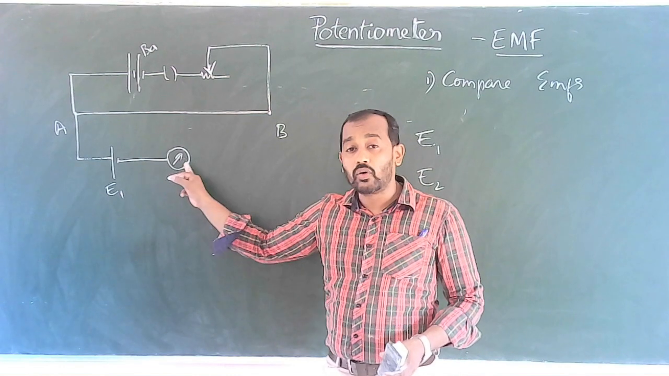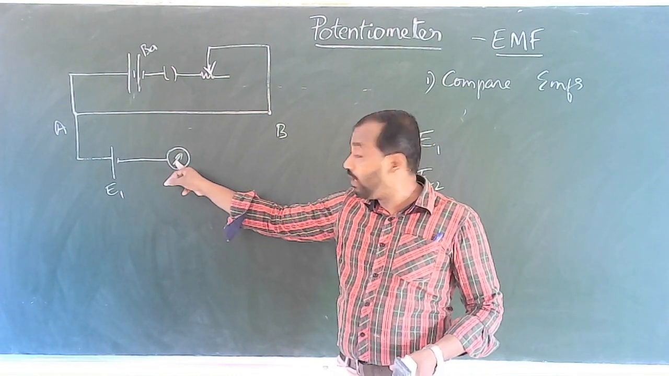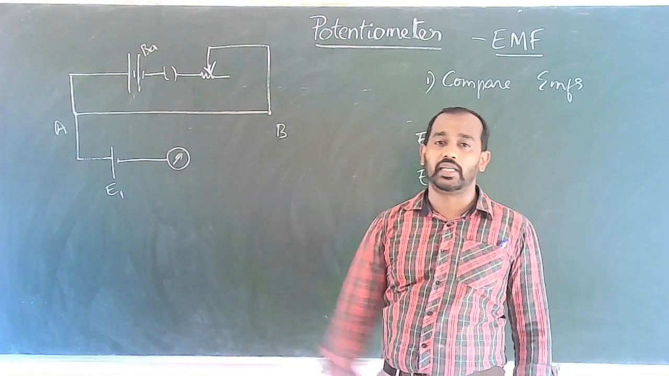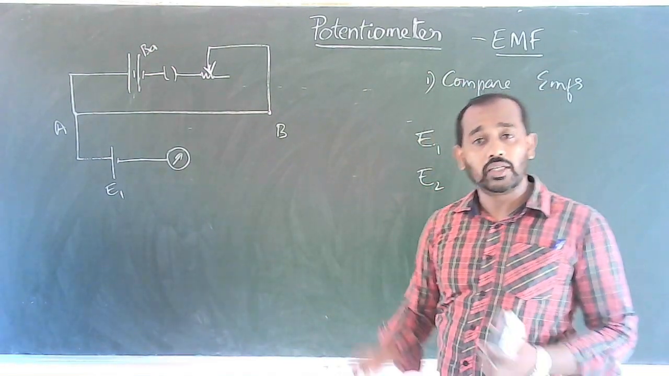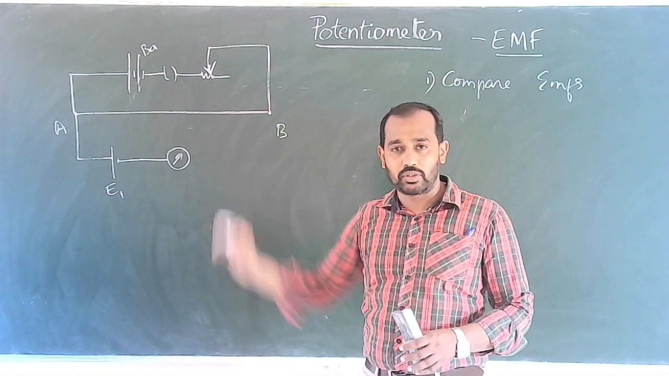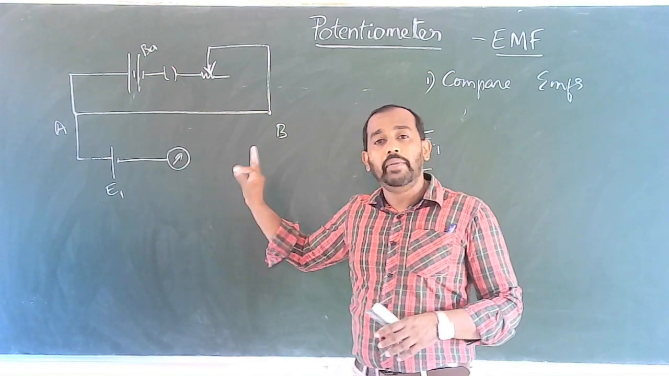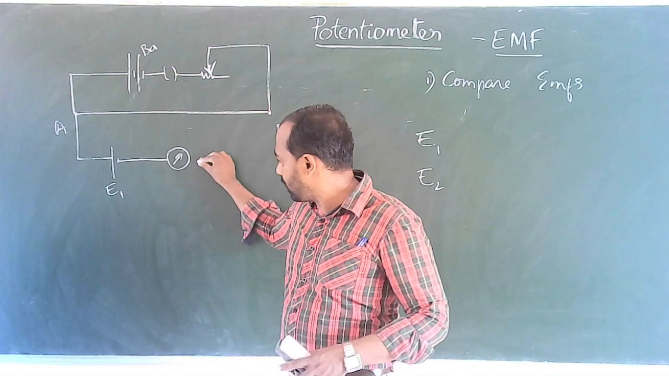In order to control the deflection, so that it is not greater than the full scale deflection and the galvanometer won't be destroyed by a large current, there may be another rheostat used, or a large resistance may be connected in series with the galvanometer. Okay, but we just forget about that.